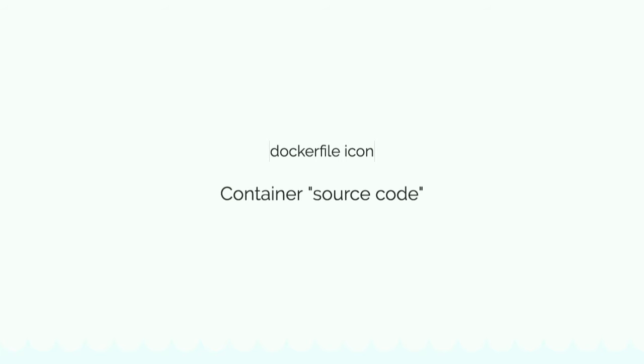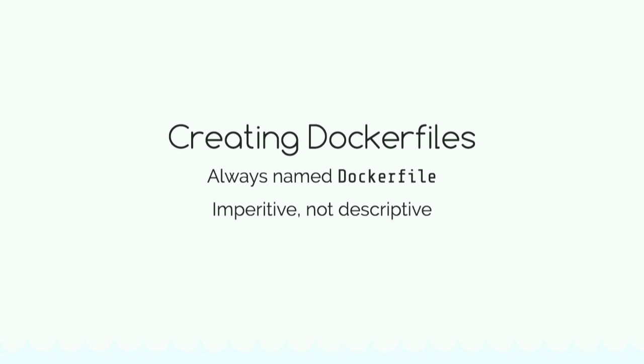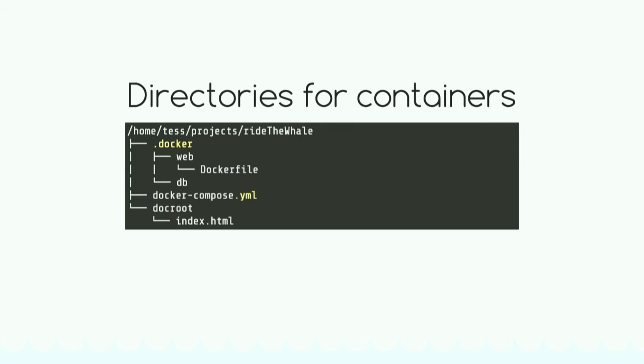Anyways, so Dockerfiles have their container source code. Dockerfiles are always called Dockerfile, and unlike the compose file, they're imperative, not descriptive. So first of all, you want to create some directories for your Dockerfiles, because they're always named Dockerfile. You probably should give them more of a concrete directory structure. A common one, which is just a suggestion, but a pretty common one, is to create a Docker directory, and then a subdirectory for each container in your container set. For the containers that you're going to customize, you want to create the Dockerfile inside of that subdirectory.